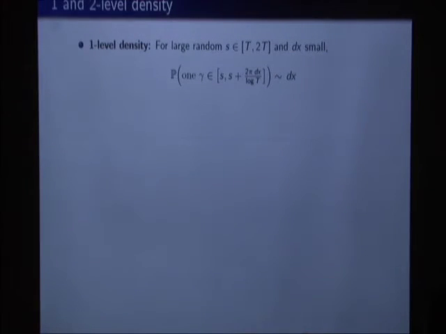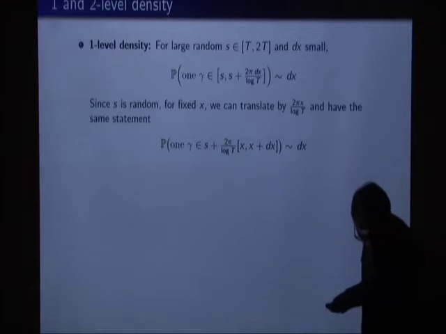And for the purposes that follow, I want to restate this in probabilistic language. So we let S be some random variable uniformly distributed in between t and 2t. And we let dx be a small infinitesimal number. And we look at the probability that one of these gammas lies around the random variable S inside of an interval of size 2 pi over log t times dx. The zeros have density log t over 2 pi, right? So this should be asymptotic to dx as t grows, as long as dx is small.